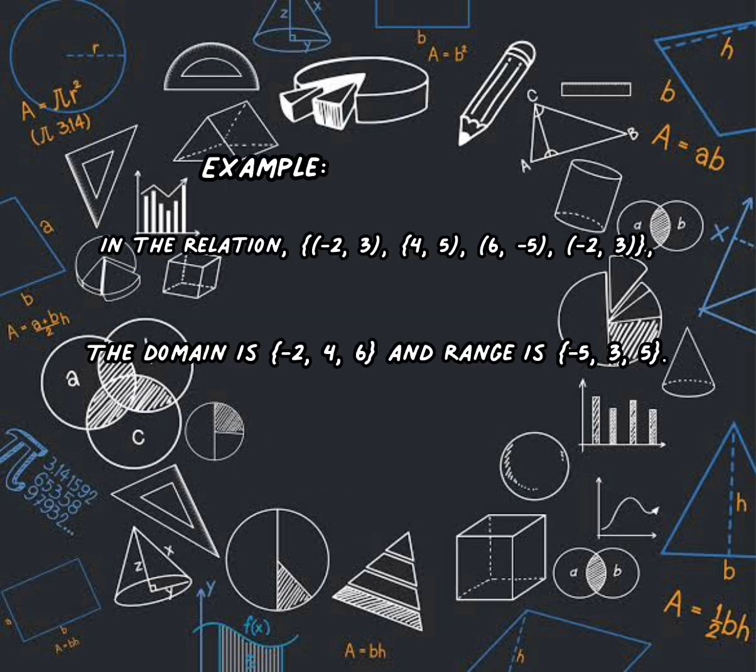Example: in the relation (-2, 3), (4, 5), (6, -5), (-2, 3), the domain is -2, 4, 6, and the range is -5, 3, 5.